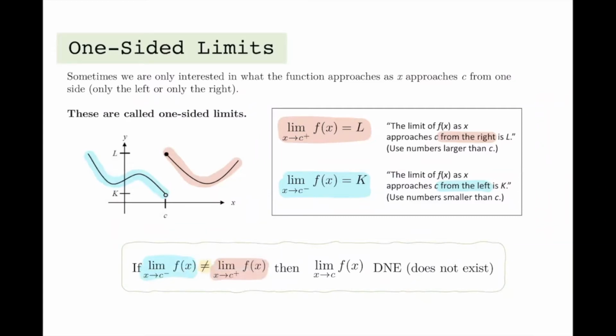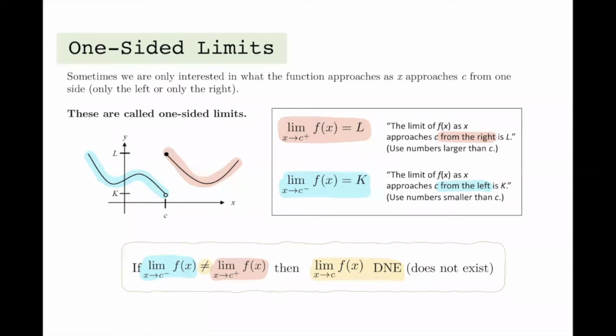When this happens, if the left-handed limit does not equal the right-handed limit, if they are not the same, then what we say about the two-sided limit is that it does not exist, or DNE for short. So again, in the case here, if we were looking at the two-sided limit, we would say that this is DNE, or does not exist.